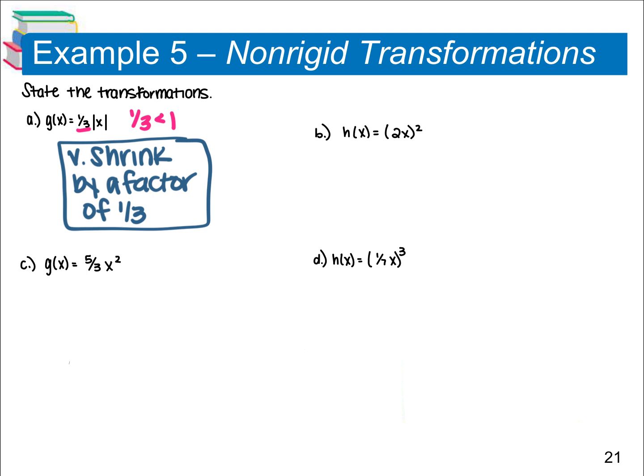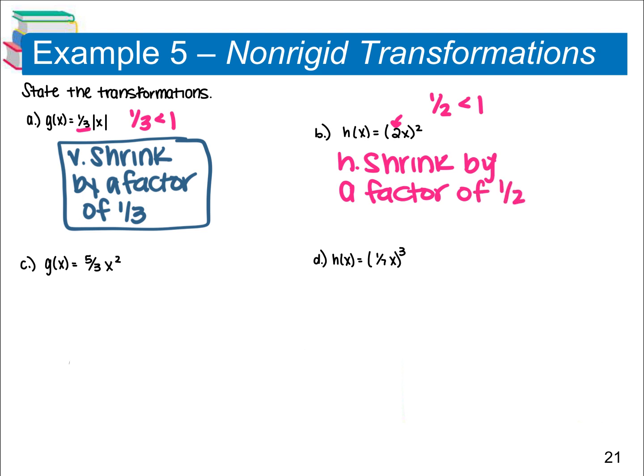For example B, we have h of x is equal to (2x) squared. That 2, you're going to take the reciprocal of it, so it's going to become 1/2. That 1/2 is less than 1, so because it's on the inside, it's horizontal. Because it's less than 1, it's a shrink, and the factor is 1/2. So that's a horizontal shrink by a factor of 1/2 for that one.